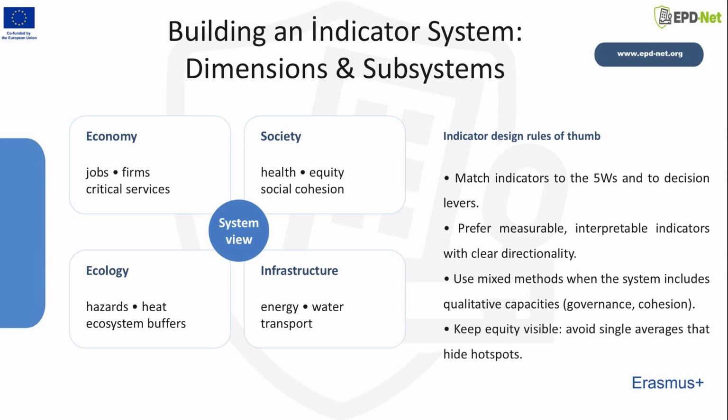When building an indicator system, several rules of thumb help. Indicators should match the 5W framing and the actual levers of decision-making. They should be measurable, interpretable, and directionally clear, meaning that users understand whether higher values indicate better or worse resilience. Because some capacities, such as governance quality or social cohesion, are difficult to capture quantitatively, mixed methods are often necessary.